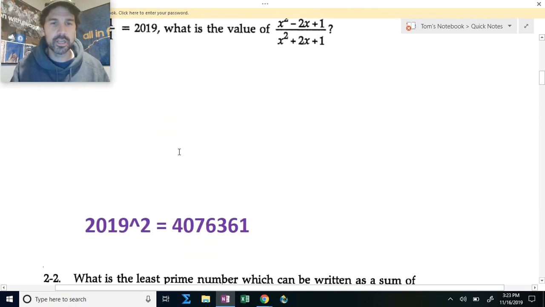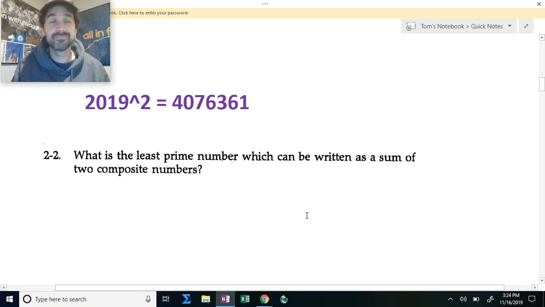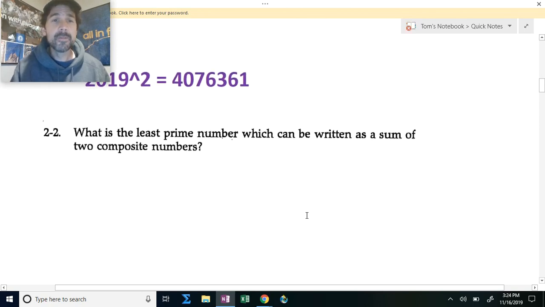2019 squared is 4,076,361. You can use a calculator if you want. Who wants to square that out? Please don't square that out. That's a lot of time. All right. Next, problem number 2.